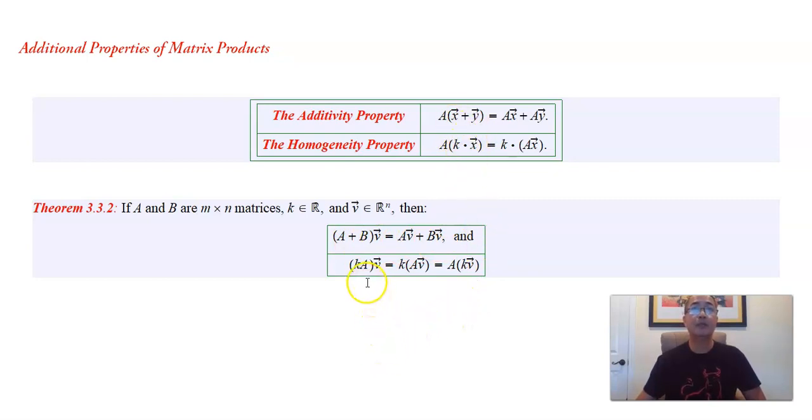All right, but this time it's the matrices that are added together, not the vectors. Okay, and similarly, you can multiply a matrix times a scalar. So that's what we just did, and then multiply that to V. It's the same as multiplying A to V first, then multiplying by K, or multiplying K and V first, and then multiplying that by A. So let's prove the first property.